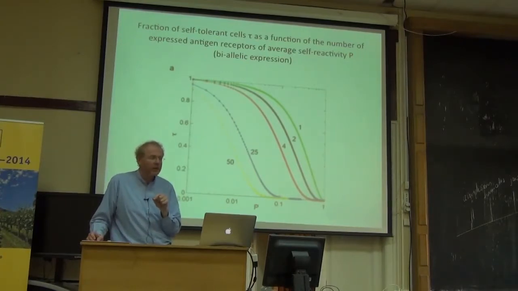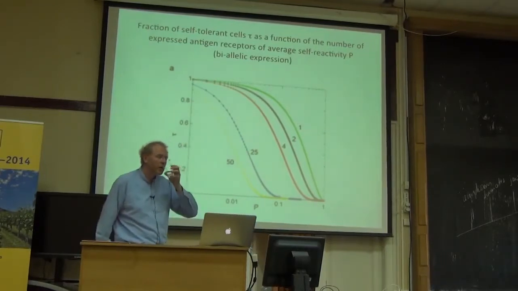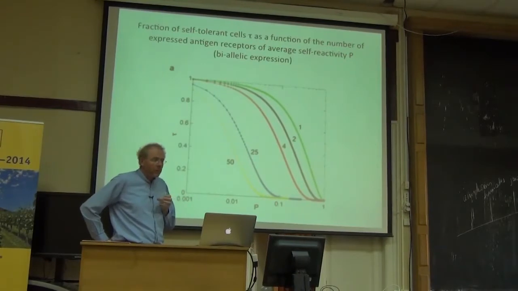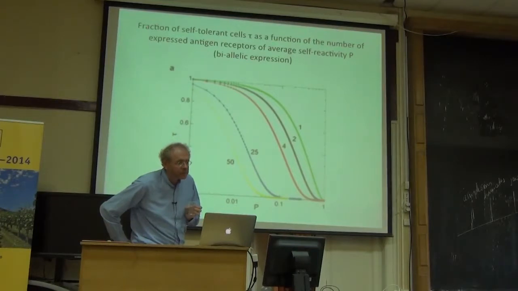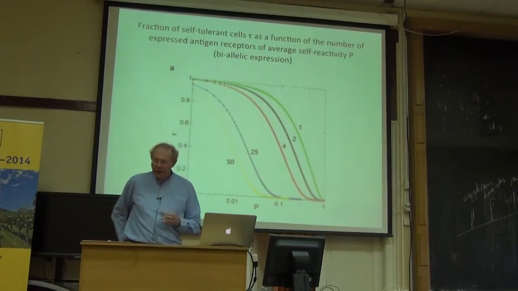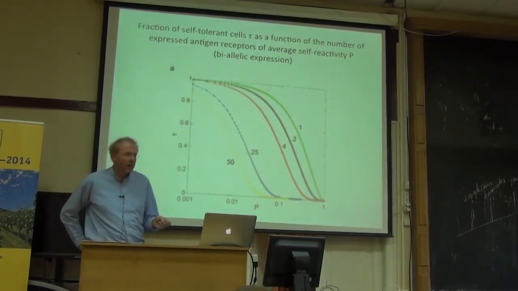But maybe there is another explanation: if a lymphocyte activates, then it dies, and then the 9 other receptors are useless. Can it be so? Okay, so the argument here is that if a lymphocyte is activated, it dies.